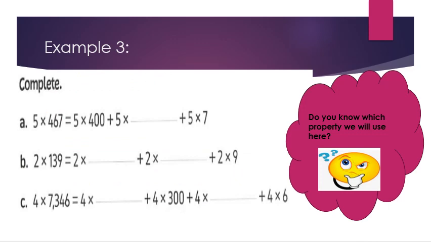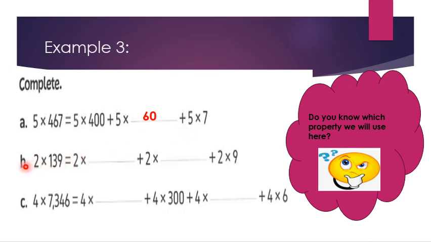Let's go to our next example. Here, complete. He gives me example number A, 5 by 467, and complete the method. It will be 5 by 400 plus 5 by what? Plus 5 by 7. Do you know which property we will use here? Focus with me. Exactly, great job. We are going to use distributive property. So here 5 by 400, then 5 by 60, great job, then 5 by 7.